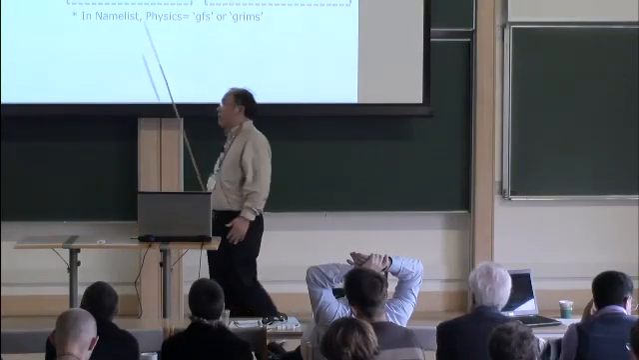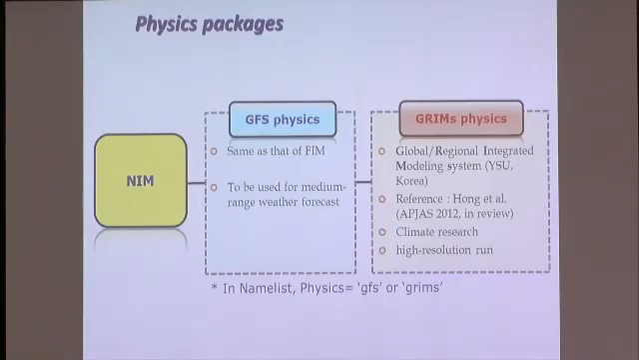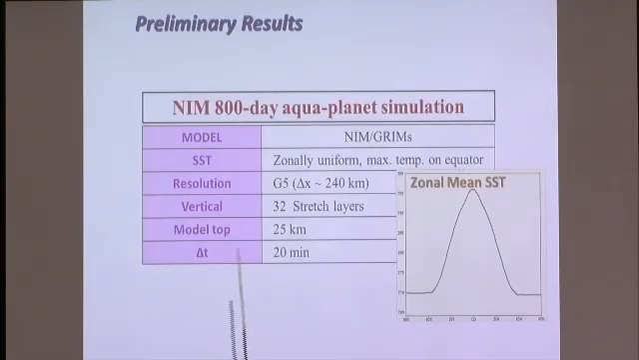Most of my effort in the last year has really been directed toward the physics. In the last year, we implemented GFS physics and GRIMS physics into our system. GRIMS is Yonsei University physics. It's a cafeteria. We can choose and pick different physics. And then here I show you the aquaplanet simulation running on the G5, 32 layers in the vertical.